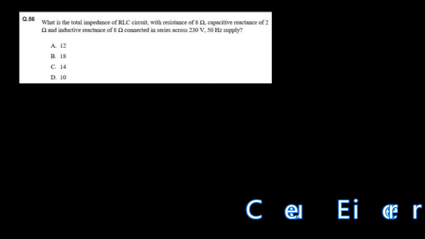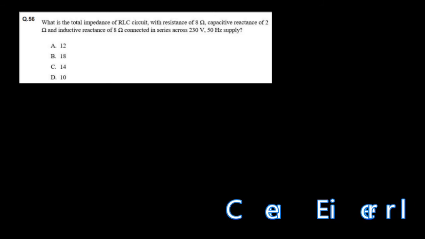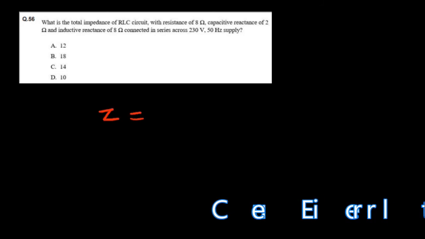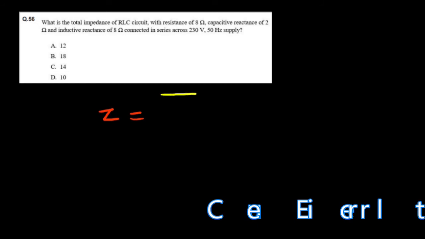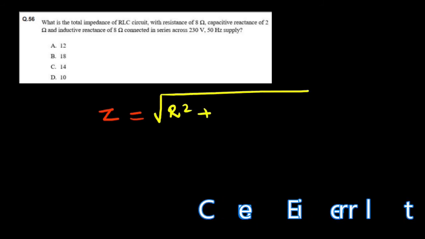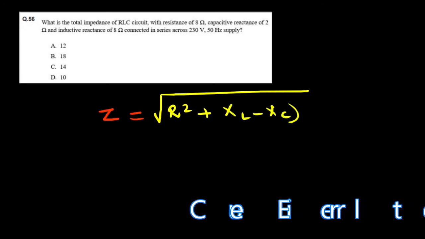Question number 56. What is the total impedance of an RLC circuit with resistance 8 ohm, capacitive reactance 2 ohm and inductive reactance 8 ohm connected in series across 230 volt 50 hertz? So we have to find the impedance. What is the impedance equation? Impedance equal to square root of R square plus (XL minus XC) all square.